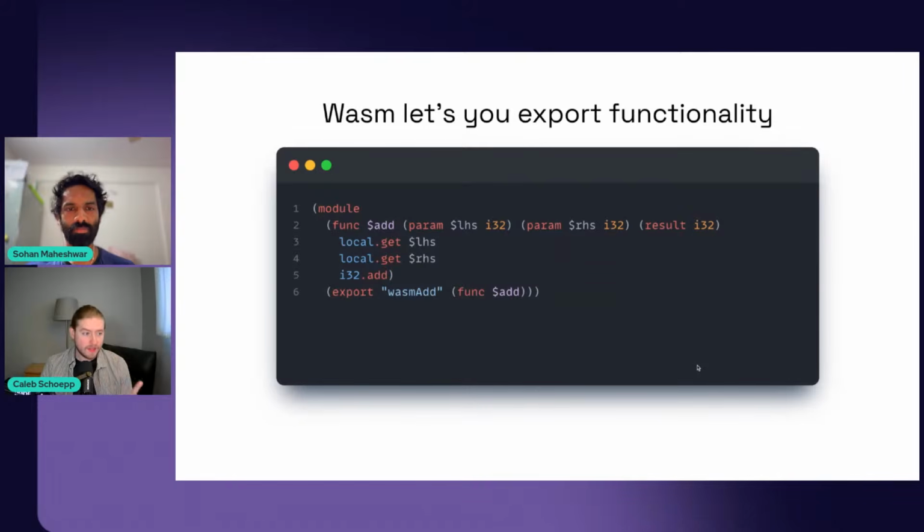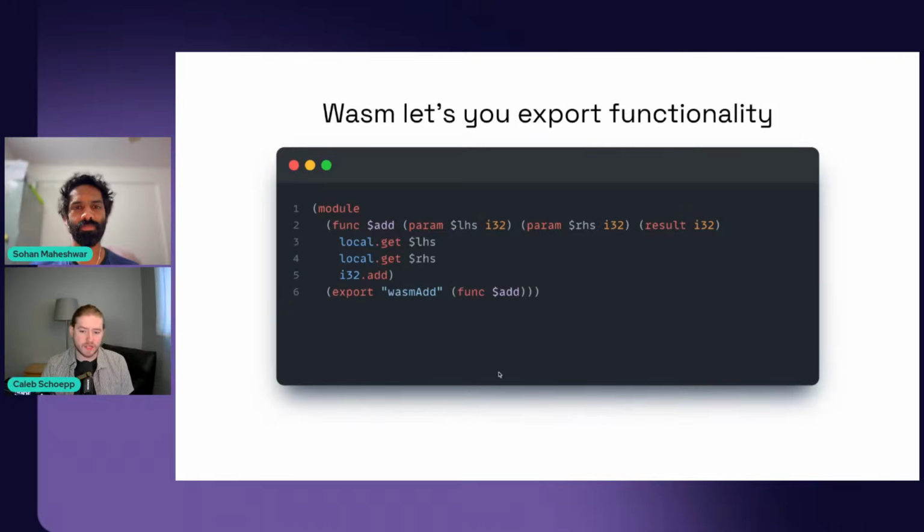Because that's pretty useless. Thankfully, WebAssembly gives us a way to export functionality. And so, it's pretty simple. We've got this add function from before, and then we've got this export clause, which is saying export something with the name Wasm add. And what are you exporting? We're exporting this internal function we just defined, add.